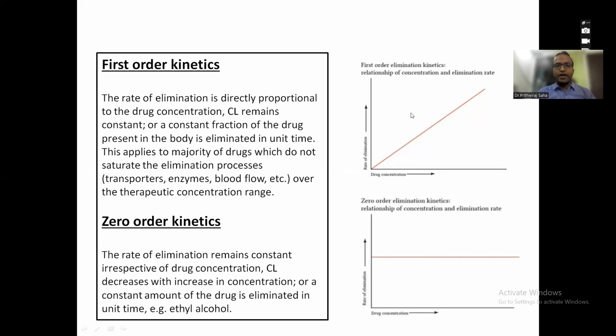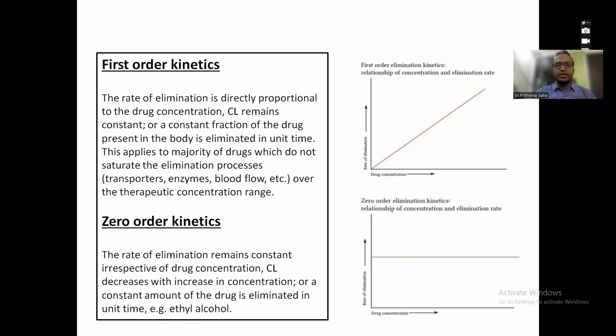So where we ended yesterday was clearance. We have understood clearance, and the absorption, distribution, metabolism, and elimination parts. After clearance, we will come to first order and zero order kinetics for the elimination of the drug. So what is first order kinetics?